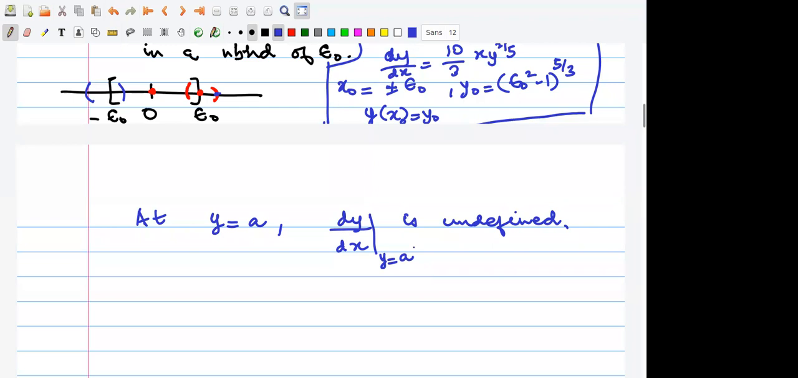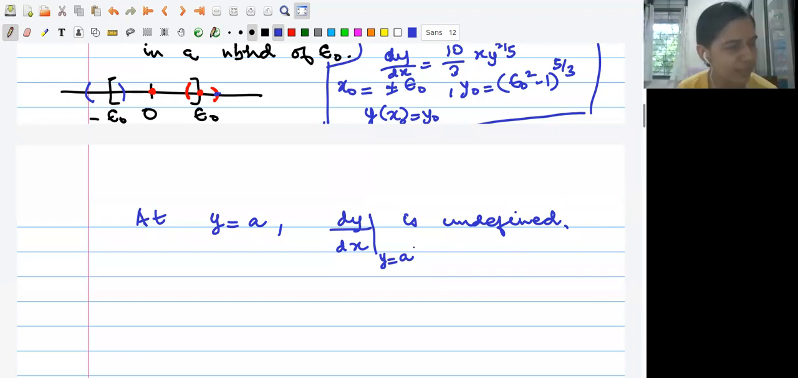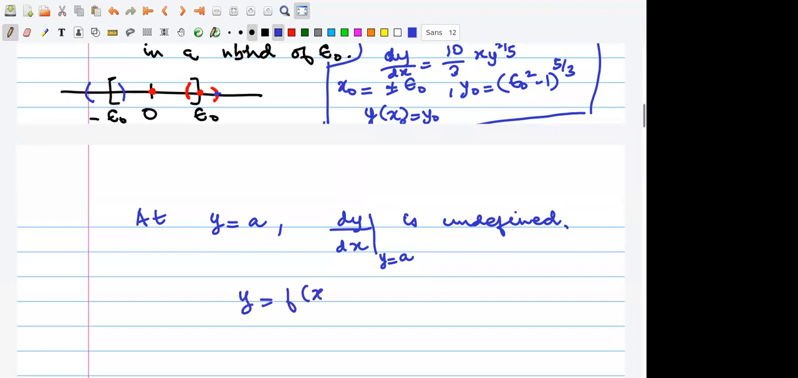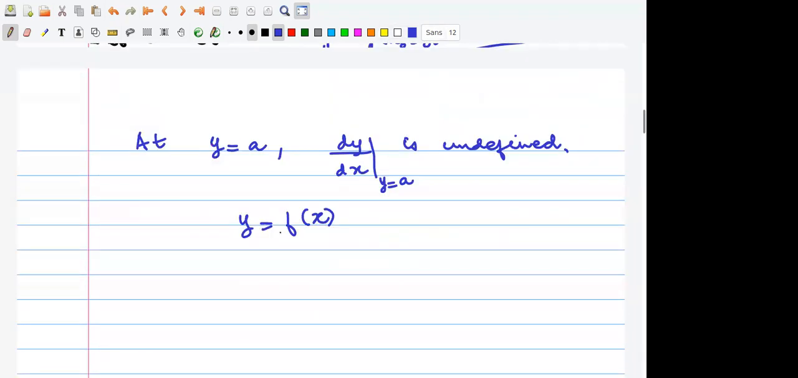So if we end up making a graph of y equal to x, then at that point we will have 2 points. You're saying y equal to f of x is the solution curve? Yes. Okay, let us say it's f of x. Then if I start to plot f of x, it will not be a function at that point, right? As it has 2 solutions.